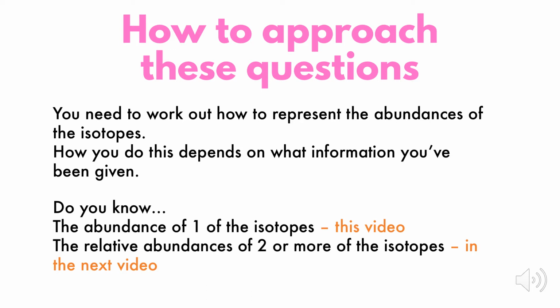But there's 2 main sets of data that you're likely to get for these questions, so we can at least learn an approach for each of those data types. It might be that you know the abundance of one of the isotopes, and remember that's what we're looking at in this video. It might be instead that you know the relative abundances of 2 or more of the isotopes. Now that's what we're going to look at in the next video.